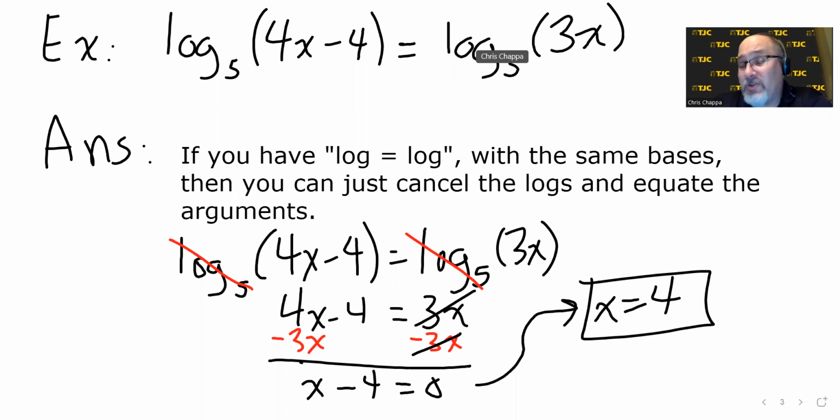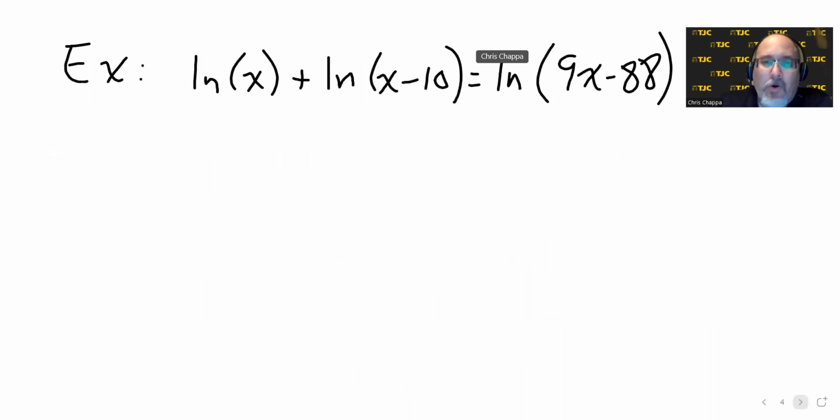So pretty easy move. We just cancel the logs. But a couple of things. Number one, that won't work here. That only works when you have one log equal to one log, which we do not have here. We have two logs equal to one log, or rather the sum of two logs equals one log. And number two, extraneous solutions can sneak in.